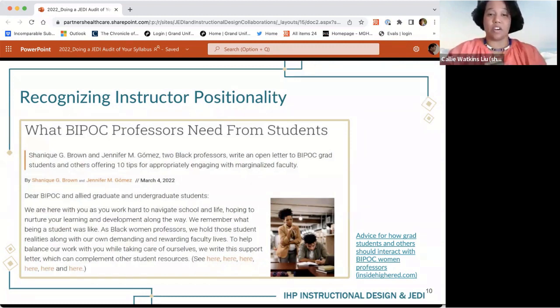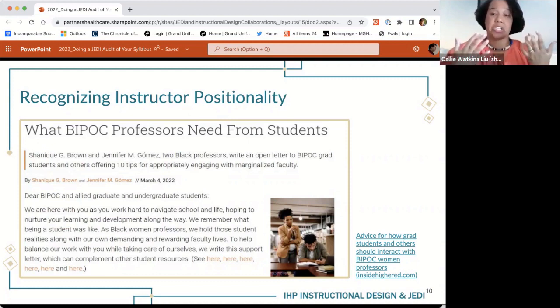So this article here, and we'll share it later, was one that came out in Inside Higher Ed, what BIPOC professors need from students. It goes through a few different things, but it's acknowledging the different ways that faculty of color might be treated by students. It's guidance on defaults starting from professor, and then if we say to call us by the first name, then you call us by first name. I thought this was a helpful artifact that acknowledges that different positionality.